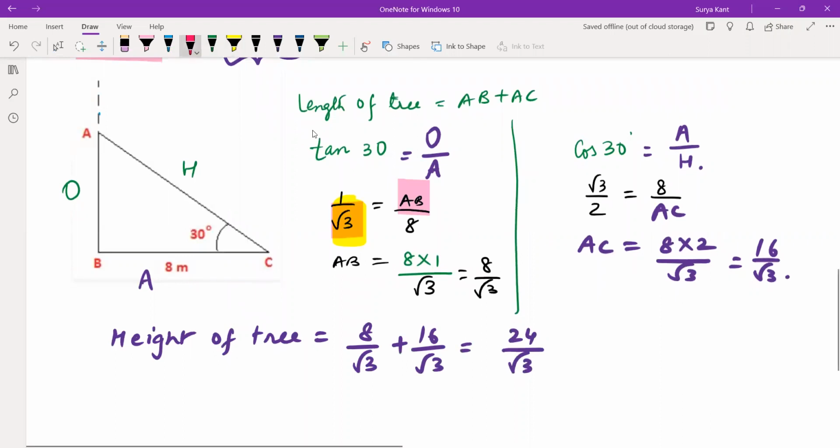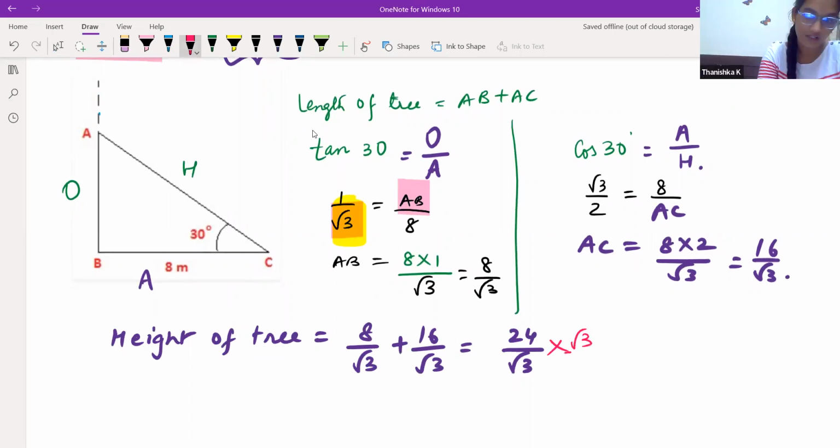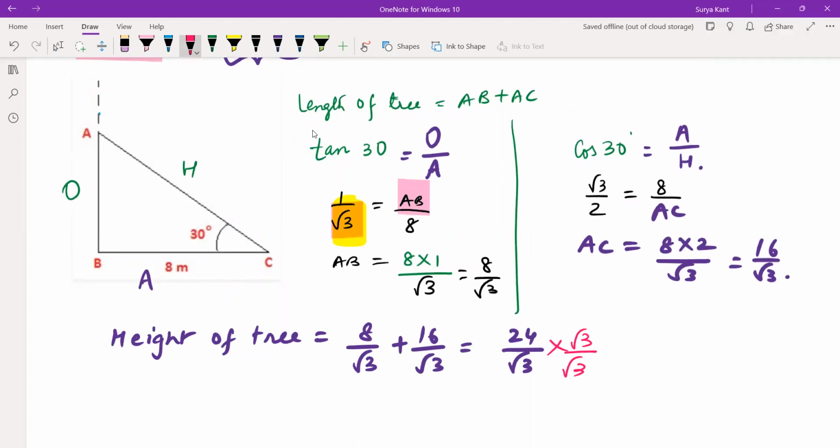But we don't like to have the answer in root form. So we have to rationalize it for all of the questions. We don't like root in the denominator always. So what we'll write here is 24 root 3 divided by 3. So we'll get 8 root 3. The answer is 8 root 3. This is the final answer, the height of the tree in meters. Okay, is it clear to everyone?